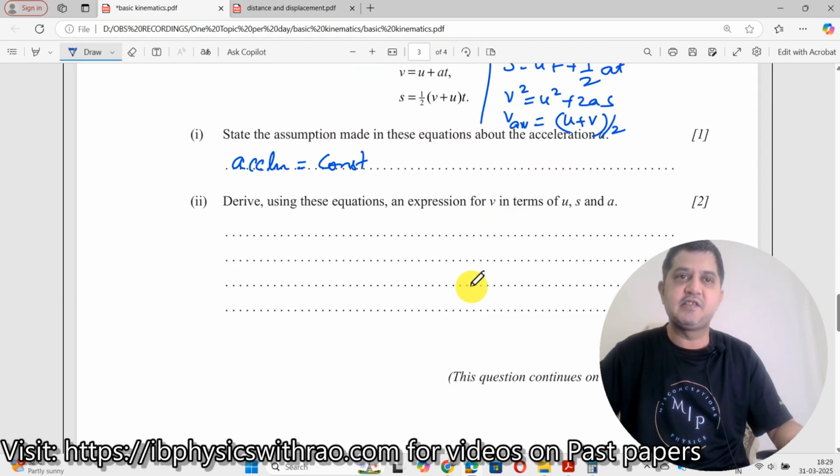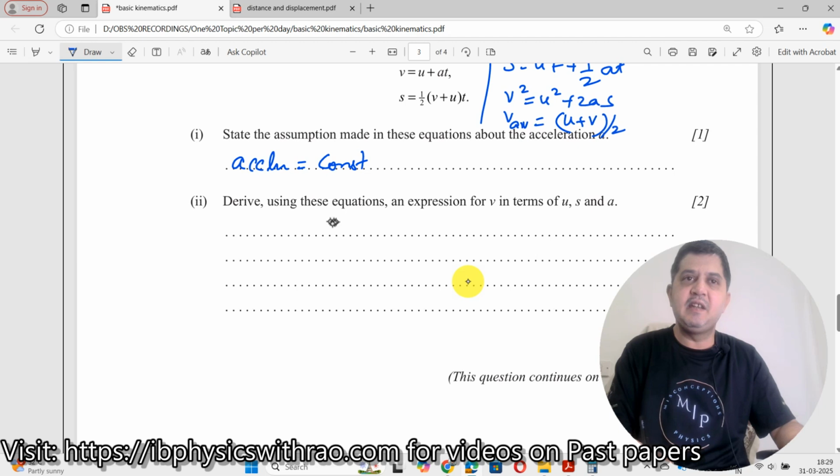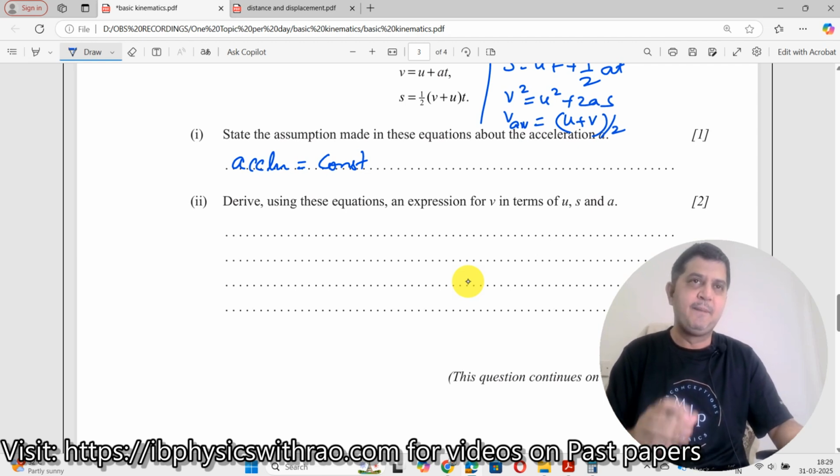Okay, now let us read the next question. Derive using these equations an expression for v in terms of u, s, and a. Definitely such kinds of questions are not asked currently, but anyway, you should know how to do it. So if you practice these questions, you will get to know how to answer such kinds of questions.